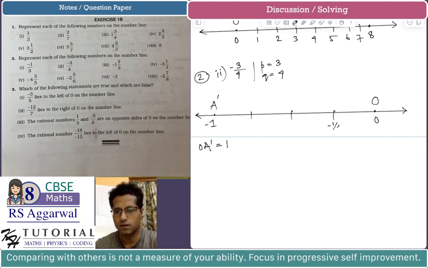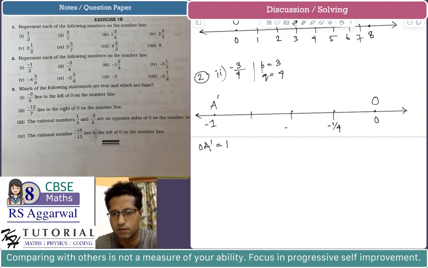Why minus 1 by 4? Because the distance of OA dash is 1, and we have divided OA dash into 4 equal parts. So the length of each equal part will be 1 by 4, and since all these markings are to the left hand side of origin O, they all will represent negative numbers. So the first marking from origin O will be minus 1 by 4.